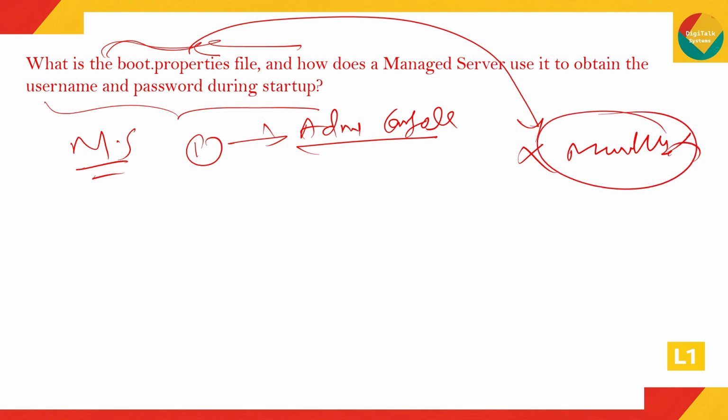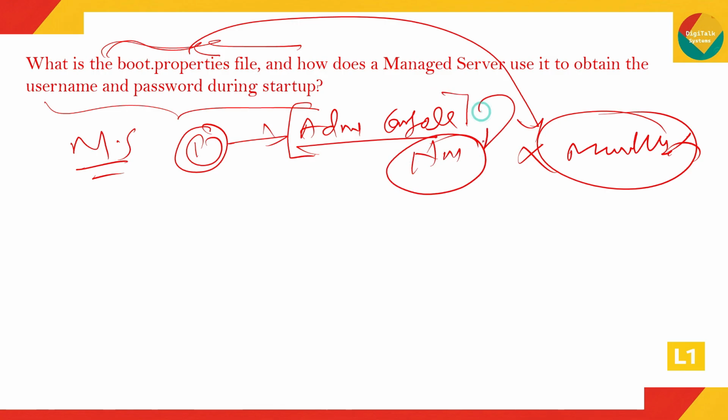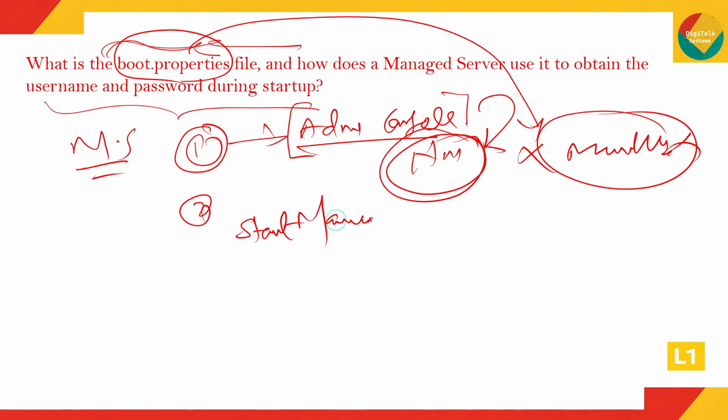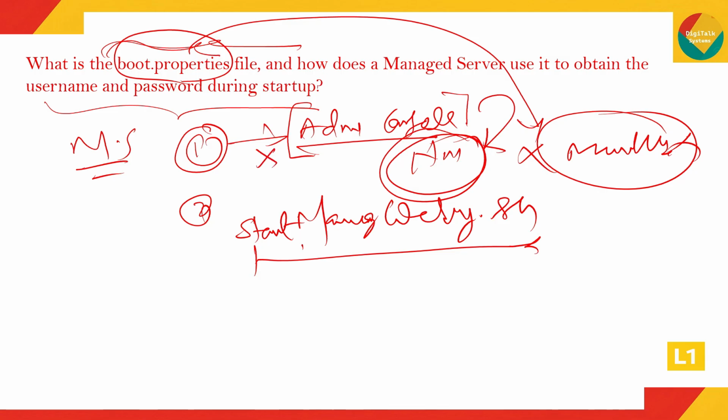There is no manual configuration needed. The node manager will automatically take care of that, right? Because when we start the managed server from the admin console, it uses our node manager. So this node manager will automatically take care of the username and password in the boot.properties file. But if you are going to start your managed server with the help of the startManagedWebLogic.sh script, not from the admin console, then you need to create this file manually.